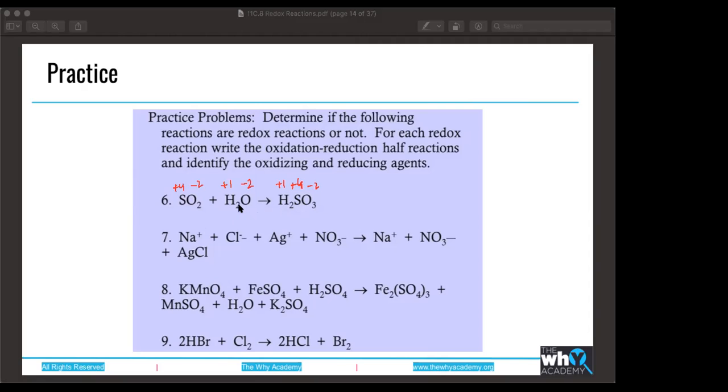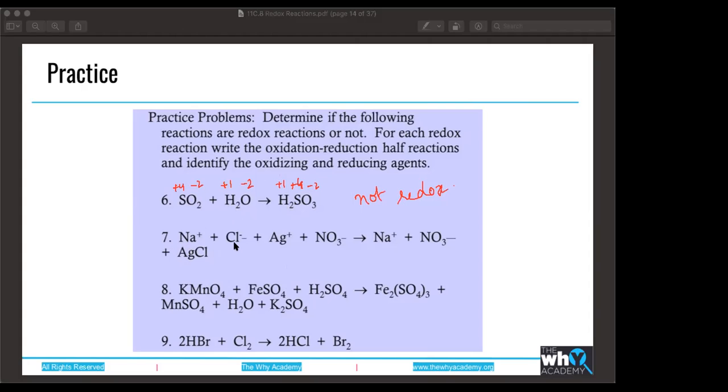If you do not have oxidation or reduction, then there is no question of an oxidation half reaction or reduction half reaction. So this is not redox. Okay, what about this one?